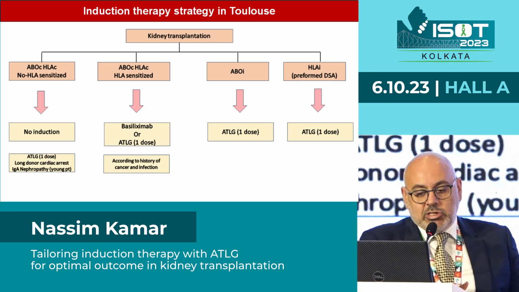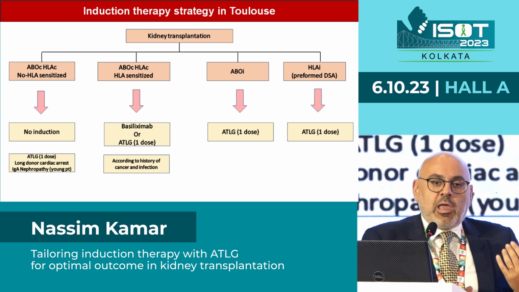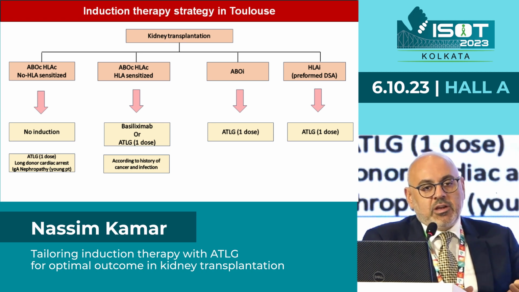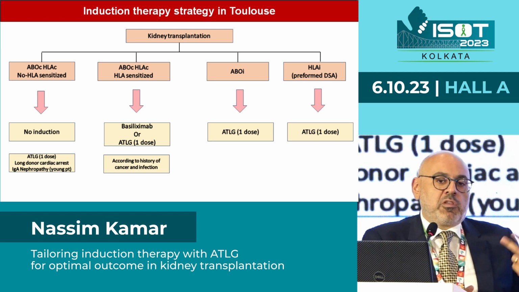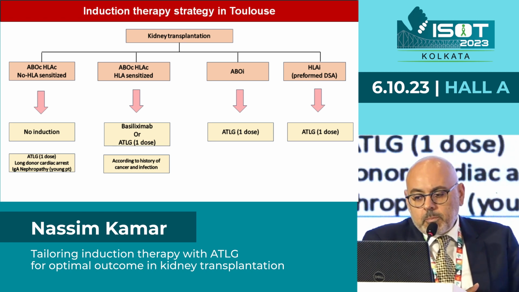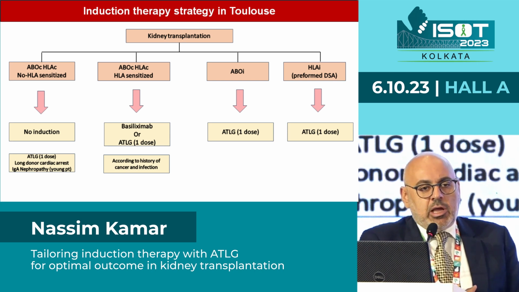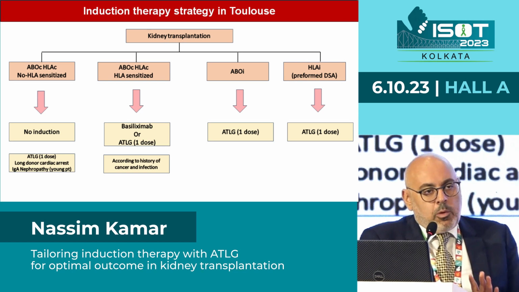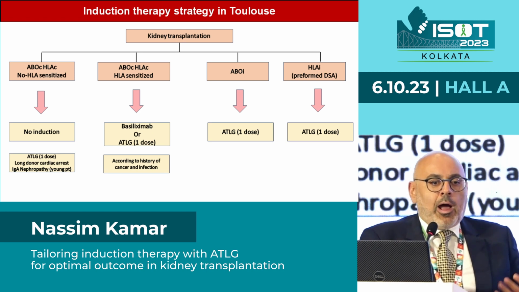Usually we use ATLG, except if the patient has lost his previous graft from a severe infection or BK virus nephropathy, or if the patient has a previous history of cancer. For ABO-incompatible patients, all patients are receiving ATLG and not basiliximab. For a patient with preformed DSA, we use one dose of ATLG. So you can ask me, are you not using thymoglobulin at all in your center?